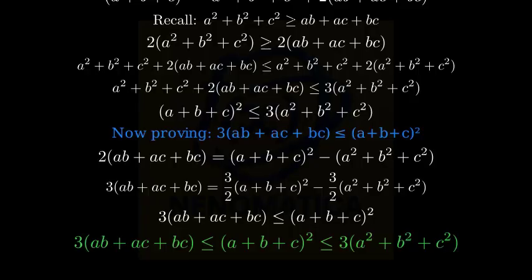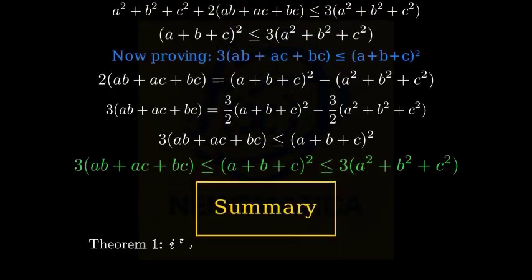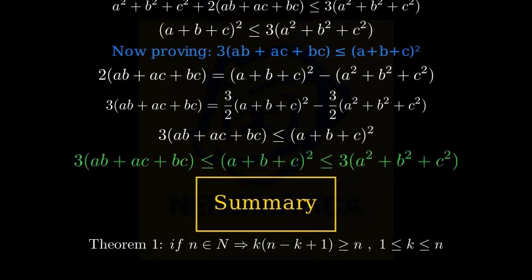Let's summarize what we've learned today. We proved 2 important inequalities. First, for natural numbers, k times (n minus k plus 1) is greater than or equal to n when k is between 1 and n.